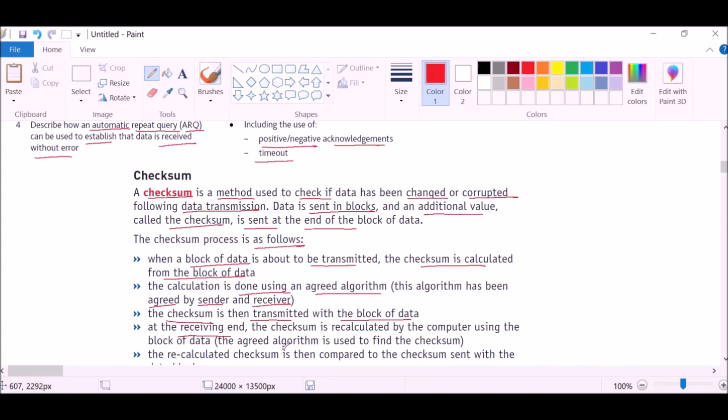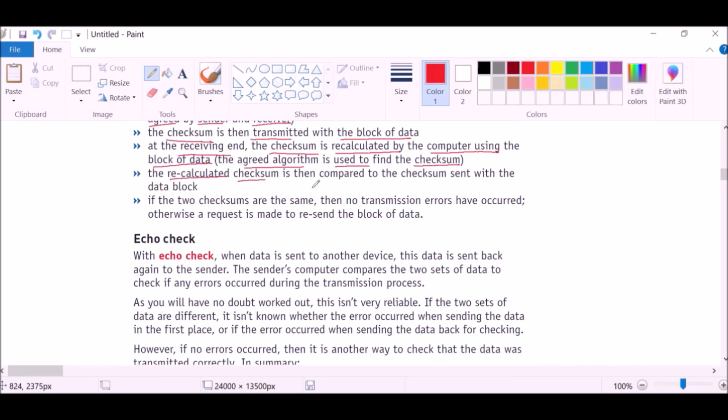At the receiving end, the checksum is recalculated by the computer using the block of data. The agreed algorithm is used to find the checksum. The recalculated checksum is then compared to the checksum sent with the data block. If the two checksums are the same, then no transmission errors have occurred. Otherwise, a request is made to resend the block of data.